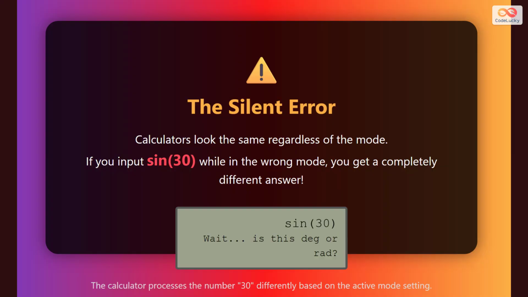This is where the problem arises. Your calculator screen looks exactly the same regardless of which mode is active. If you type in sine of 30, the calculator does not know if you mean 30 degrees or 30 radians. It simply takes the number 30 and processes it according to its current setting. If you are in the wrong mode, you will get a completely different and incorrect answer without any warning.